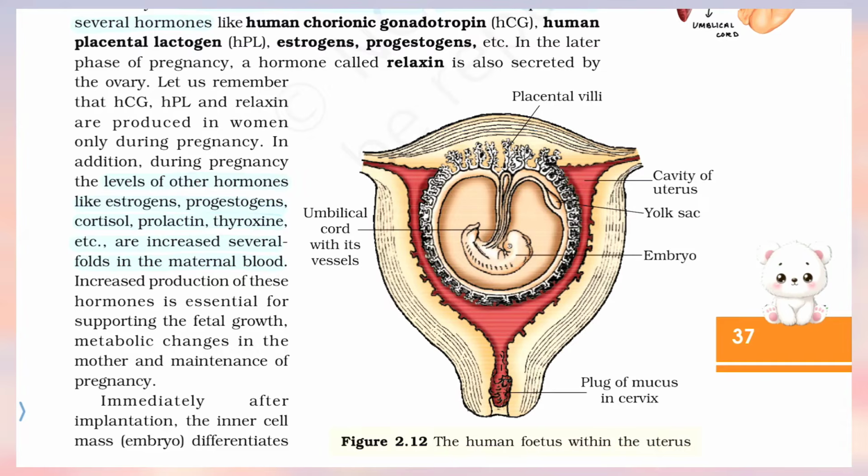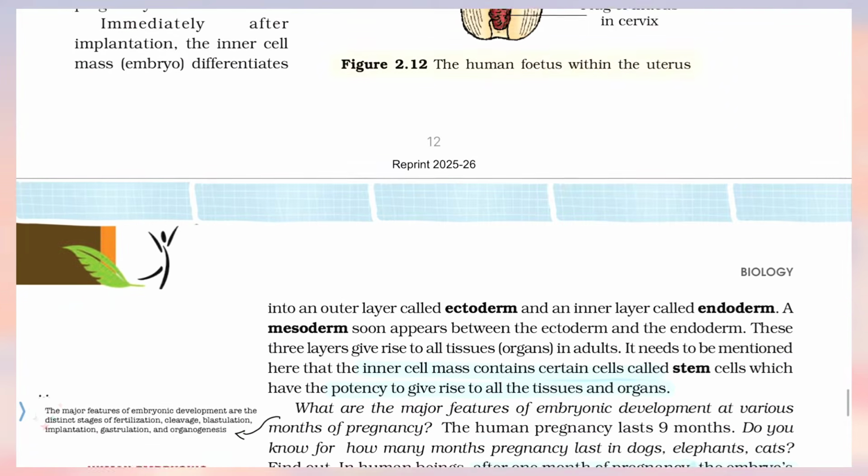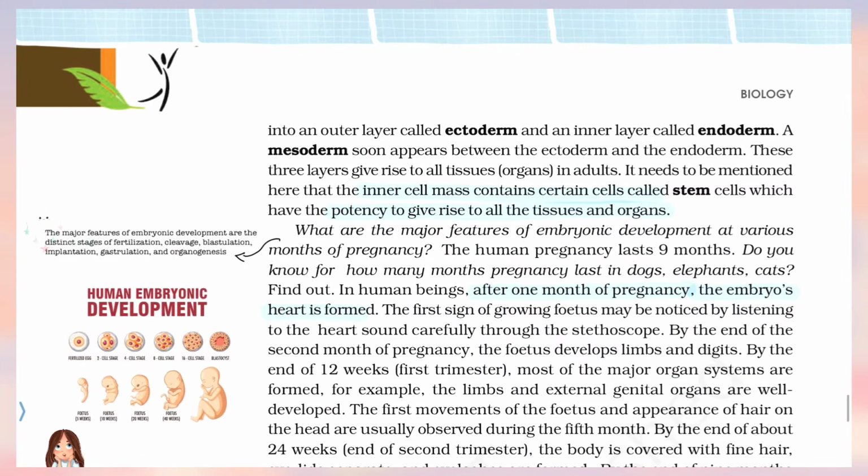Immediately after implantation, the inner cell mass differentiates into an outer layer called ectoderm and an inner layer called endoderm. A mesoderm soon appears between the ectoderm and endoderm. These three layers give rise to all tissues in adults. It needs to be mentioned here that the inner cell mass contains certain cells called stem cells, which have the potency to give rise to all the tissues and organs.